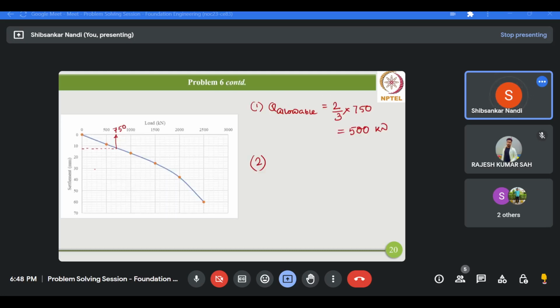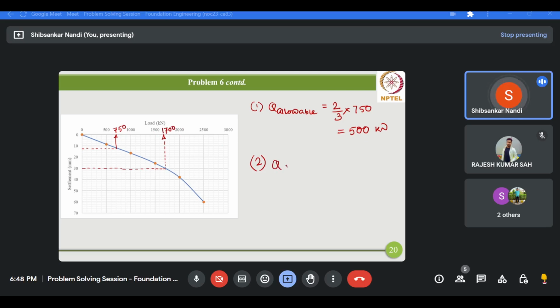Now the final load corresponding to this 30 mm settlement, again we have to figure out from the given pile load settlement data. So this will be, as you can see, 1700. This is 1500, this is 2000, so this is 1700.